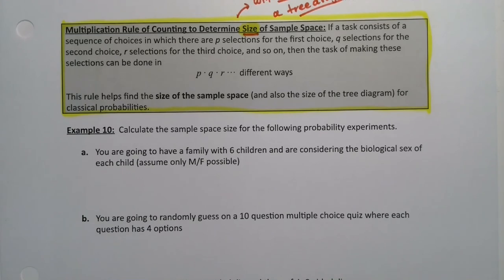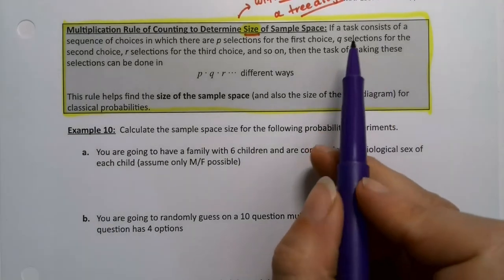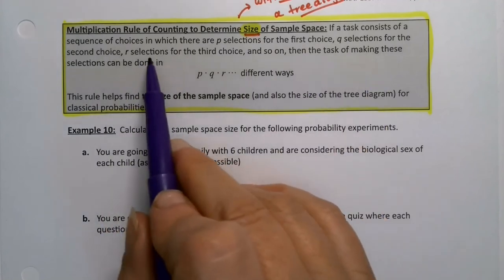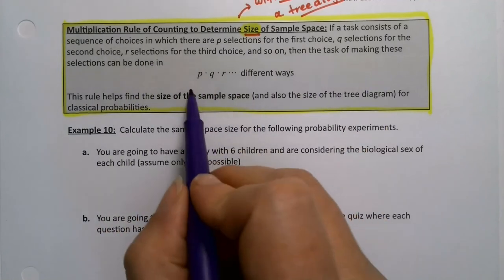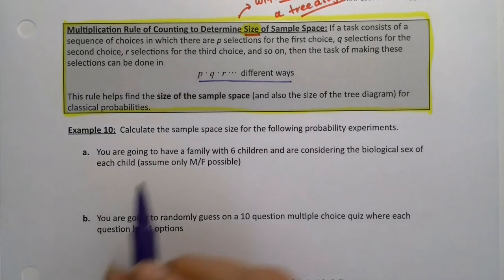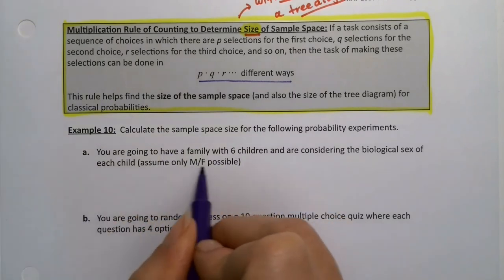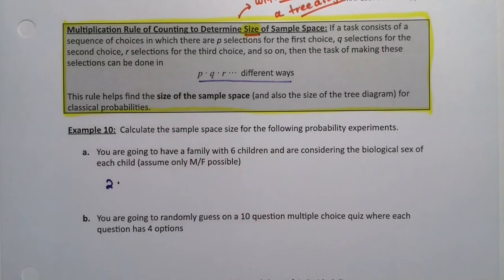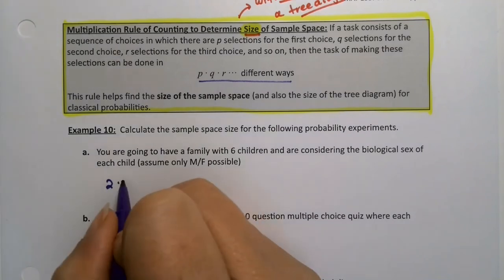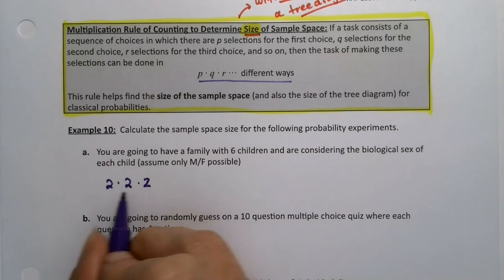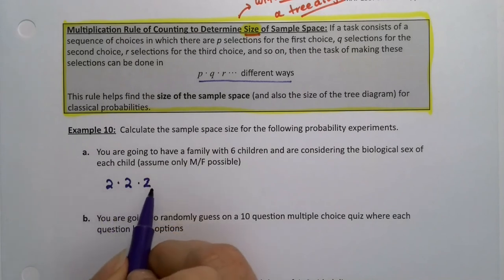If you read what it says, your first choice, you'd have P, your second choice, you have Q, third choice, you have R, and you just multiply them. That's it, right? So let me show you. Your first child, again, we're assuming only male, female, so you have 2 outcomes possible for your first child. Then your second child, then your third child. That's where we stopped on the previous page. So we had 2 times 2 times 2, which is 8. So we had 8 for our sample space.